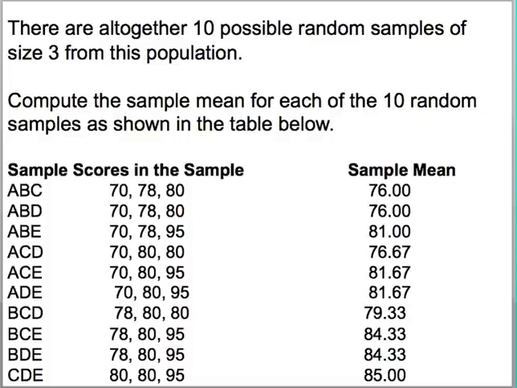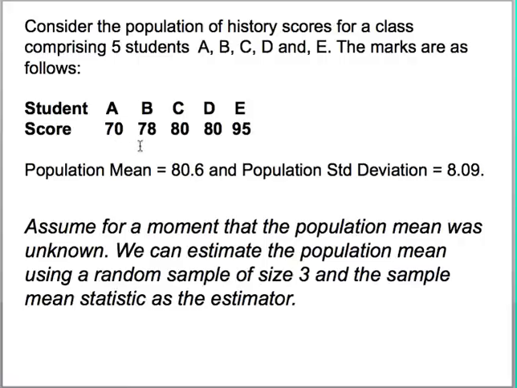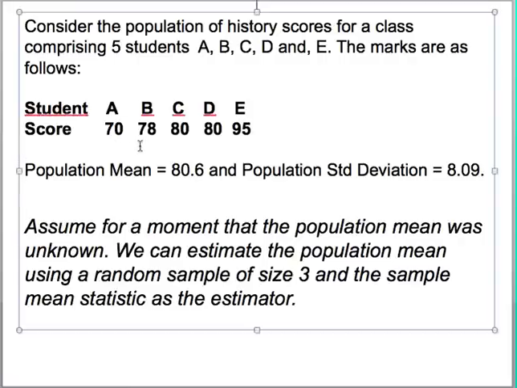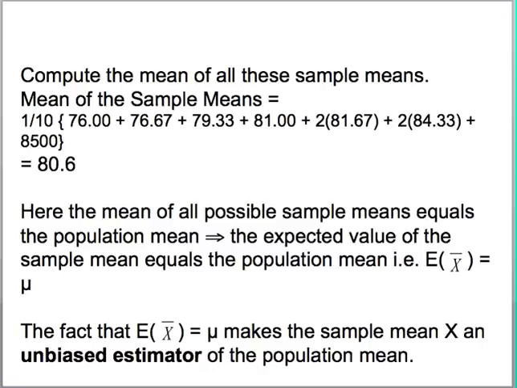Now, if you recall, when we had the actual 5 figures, that is all the items in the population, the mean was 80.6. And now when we take all the possible samples from the population and we find the mean of these sample means, we're getting the same 80.6. So here, the mean of all the possible sample means equals the population mean, right? This implies, therefore, that the expected value of the sample mean equals the population mean, right?